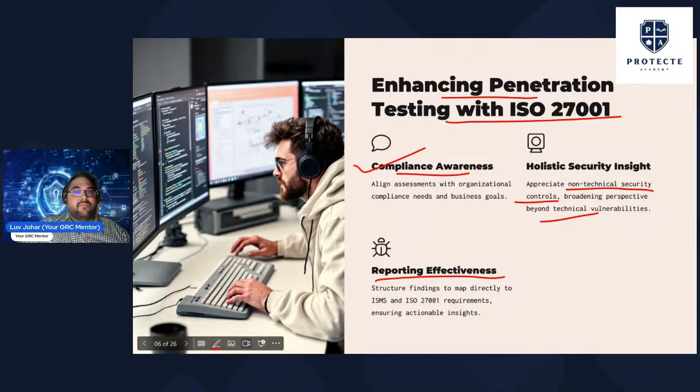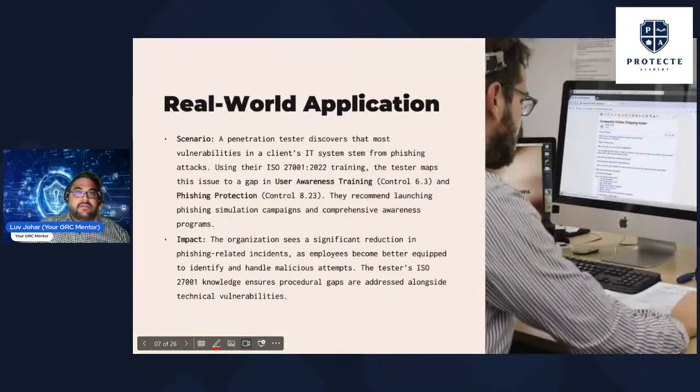So now if you're a penetration tester, if you're aspiring to get the ISO 27001, I think definitely go for it. It will definitely enhance your understanding. So this is a real world application of the same. A penetration tester discovers that vulnerabilities in a client IT system stem from phishing attacks. So phishing attacks means the understanding is not there. User awareness training is missing. So he clearly identifies that there is a gap here.